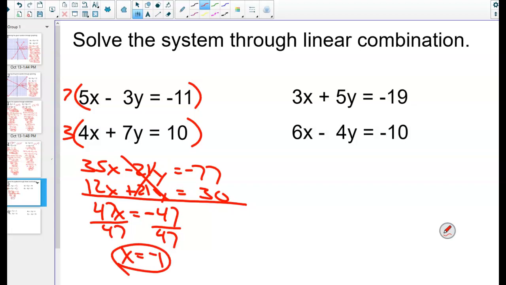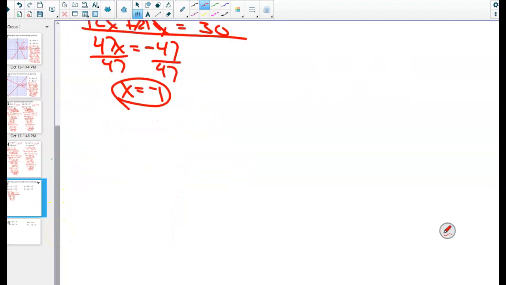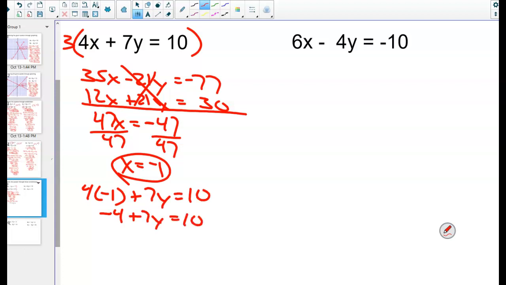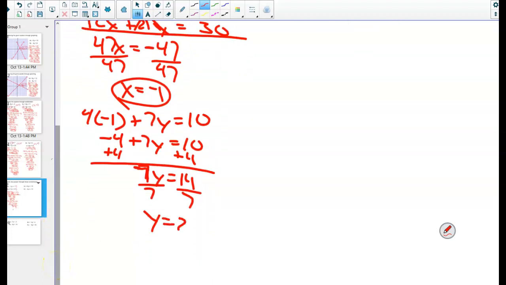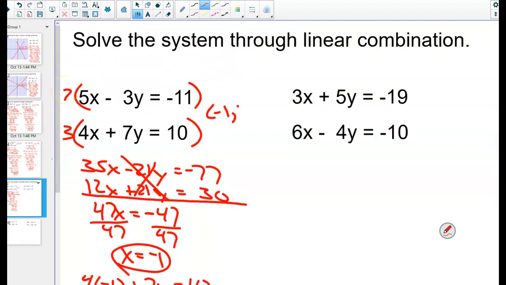And now I plug into an original. It does not matter which one I do. So I'll use the bottom one, but you could have just as easily used the top one. 4 times negative 1 plus 7y equals 10. Negative 4 plus 7y equals 10. We add 4 to both sides. 7y equals 14. And we divide both of them by 7. And my answer is y equals 2. So my answer is the point negative 1, 2.